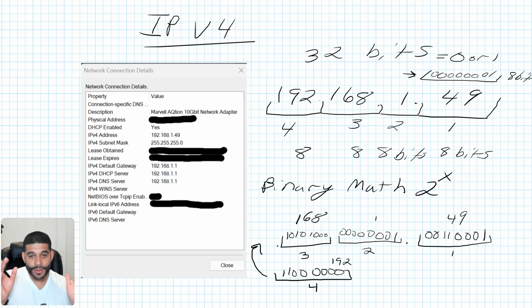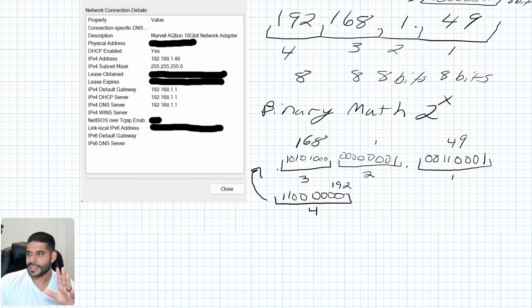And again, as I mentioned, they're broken out into 4 different groups for a total of 32 bits, and that is what is considered an IPv4 address. So we just looked at IPv4, and you now know what the address is. Again, let's move on to IPv4 subnet mask. And the IPv4 subnet mask is interesting.